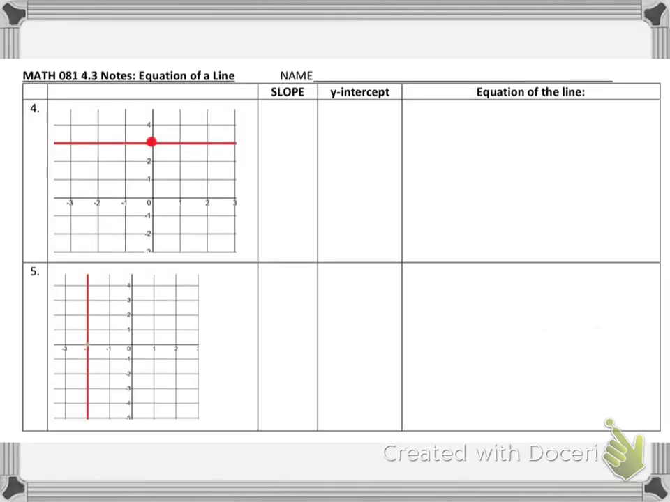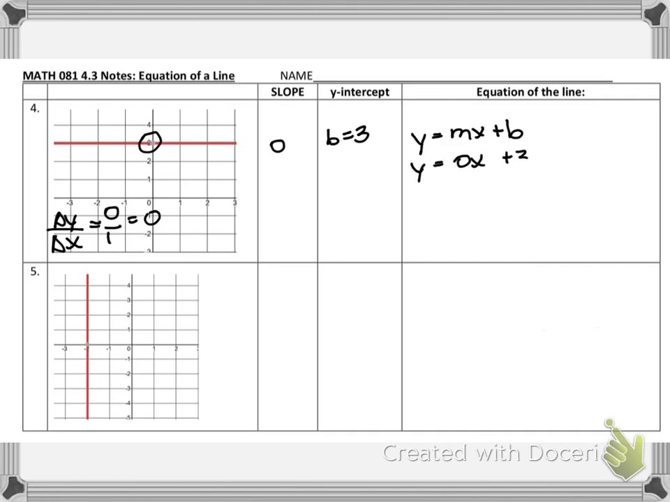All right, so let's look at this problem here. We can take any of these points that we want to. Let's just take these 2 for right now. So what is the slope? Well, again, remember slope is the change in y over the change in x. The change in y is 0, and the change in x here is 1. So 0 over 1 is 0, so our slope is 0. Then, what's our y-intercept? Well, our y-intercept is 3, so b is equal to 3. So remember, we have y is equal to mx plus b, so y is equal to 0x plus 3, or y is just equal to 3.